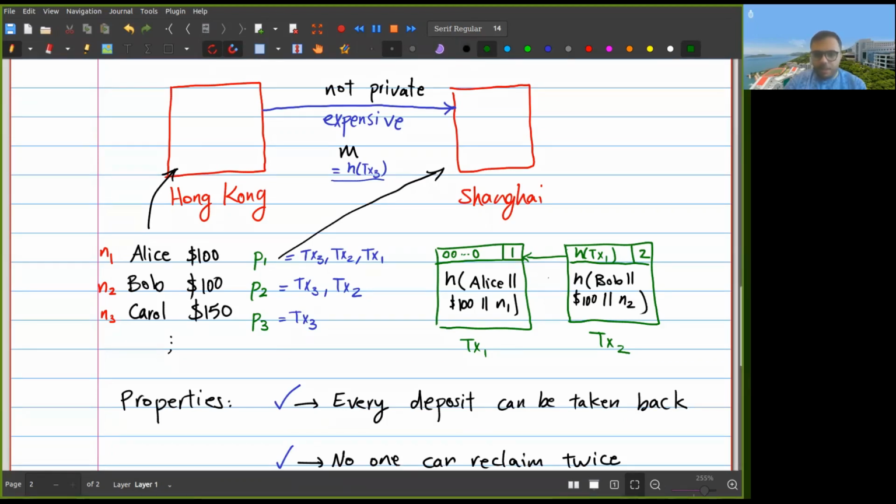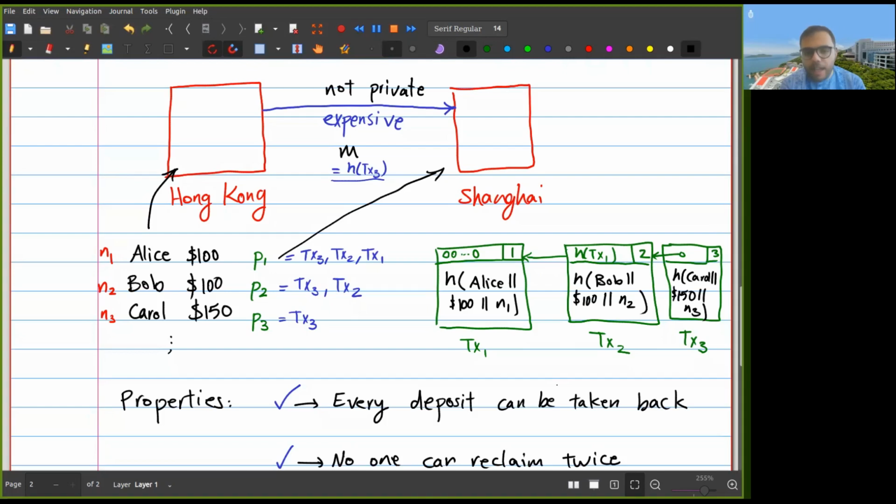And then I do the same thing for Carol. I'm running out of space here, so sorry about this. This is transaction 3. It has a sequence number. It has a pointer to the previous transaction. And it just has the hash of the string that says Carol deposited $150 and her nonce was N3. Okay. Now, if I create a ledger like this, then everything works out, right? Because let's again look at this from the point of view of the different people here.